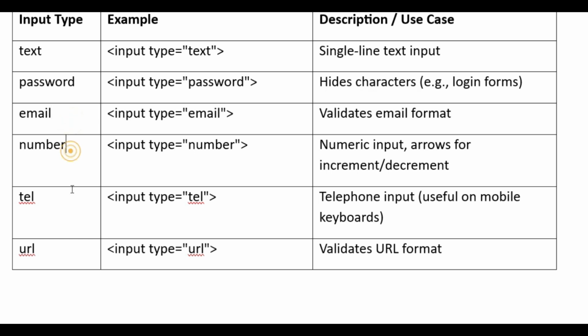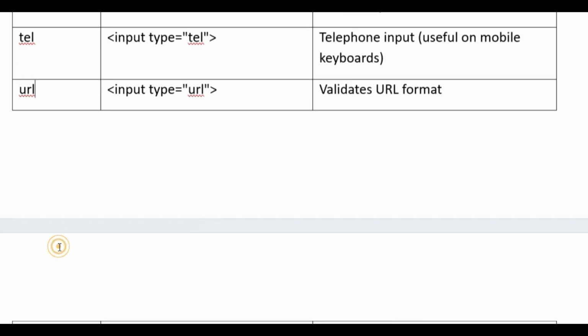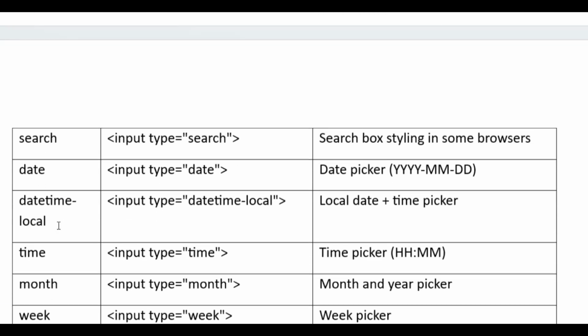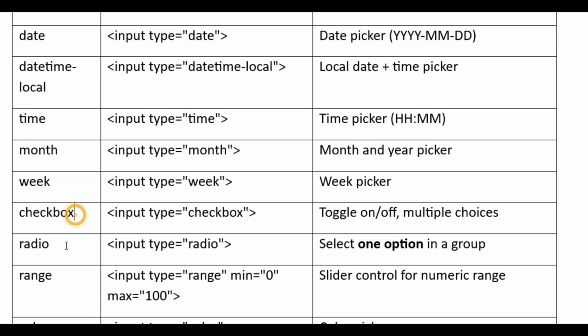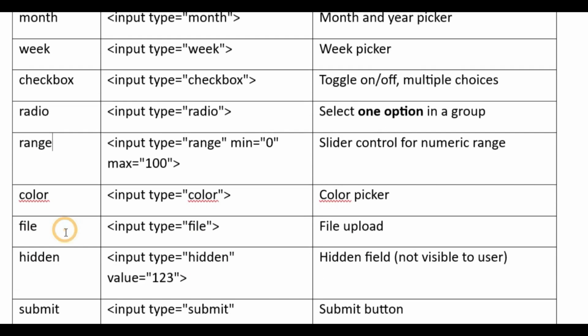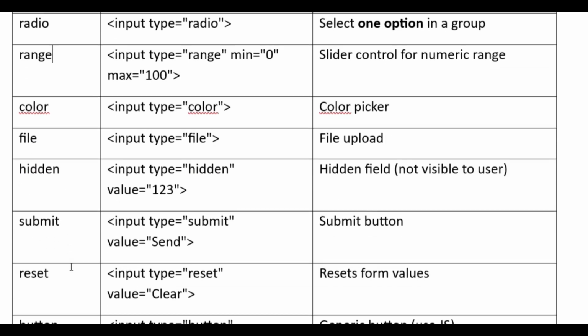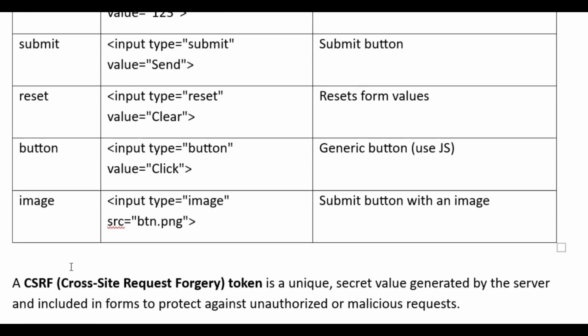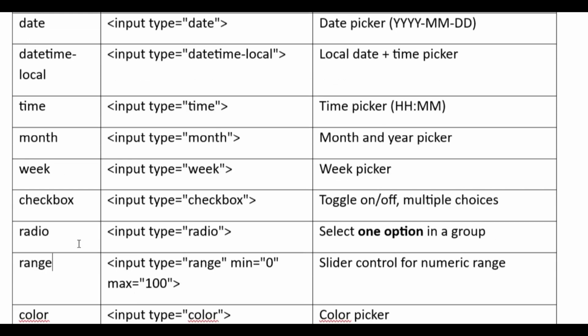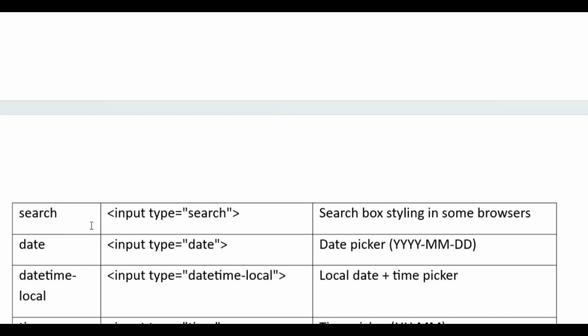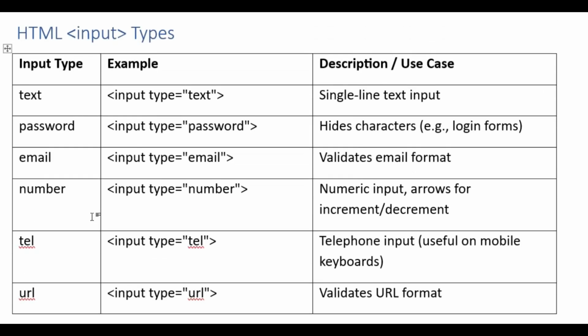Email, number, telephone, URL, search, date, datetime-local, time, month, week, checkbox, radio buttons, range, color, file, hidden, submit, reset, button, image. So these are the different types, but they share the same tag, that is input. If we want to take input from the user, we must know about the input tag along with the type.